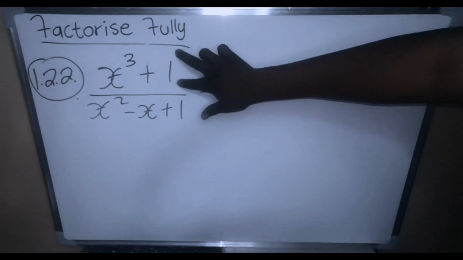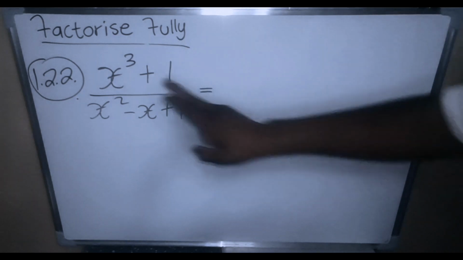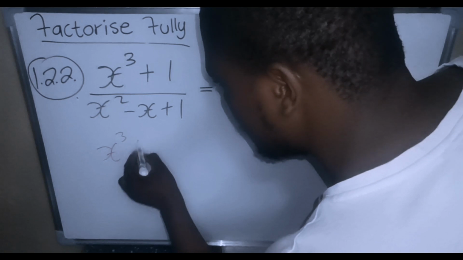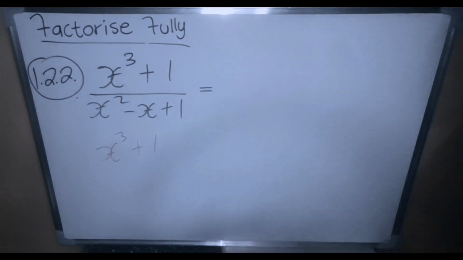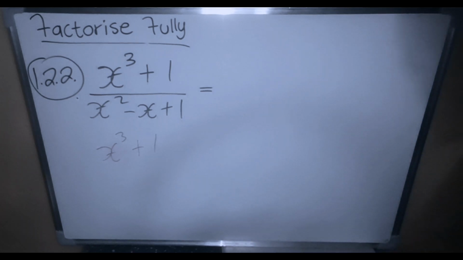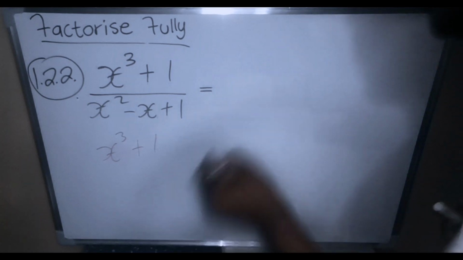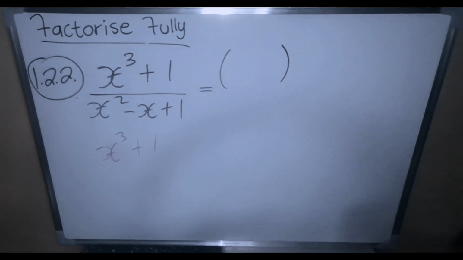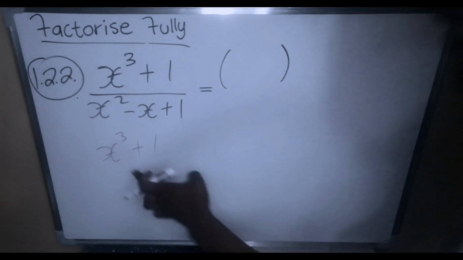Now let us look at our numerator. Our numerator has got x cubed plus 1 again. The simplest method for this one, we're going to have two brackets basically. The first bracket involves these two terms.